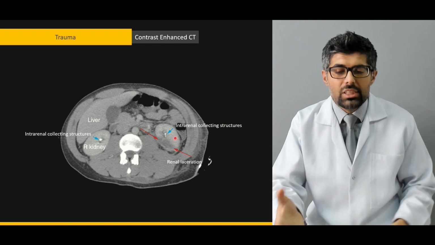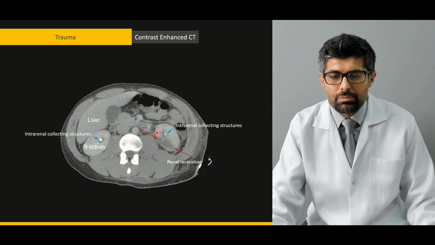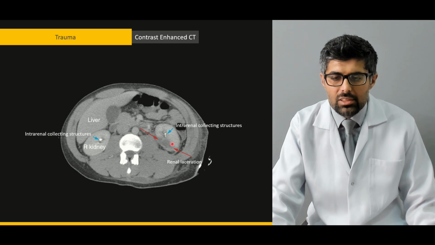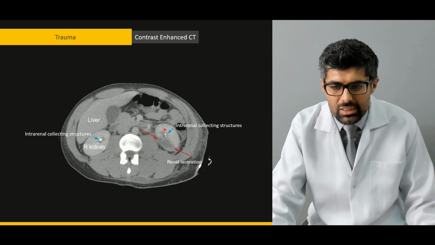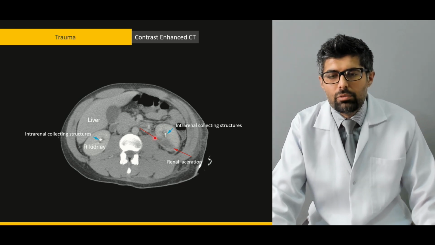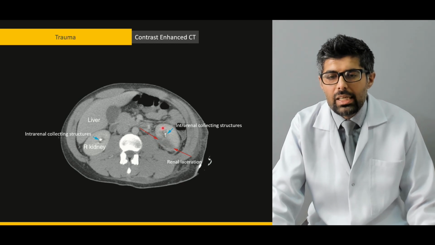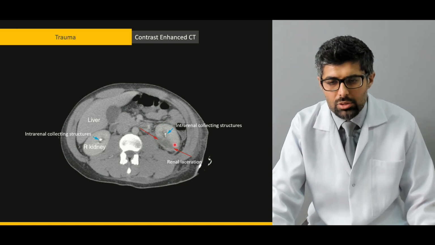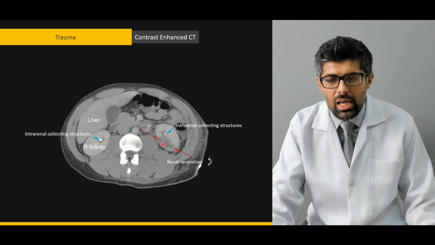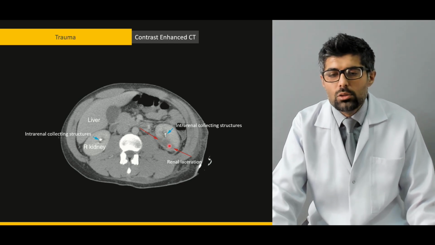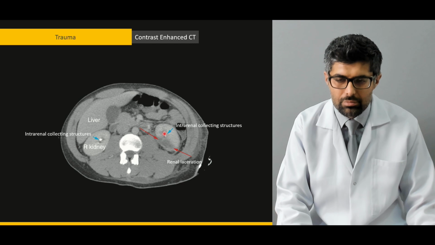So this is the delayed phase, and the axial CT scan, where we can see that the cortex of the left kidney is discontinuous, is lacerated, and there is also evidence of hemorrhaging.